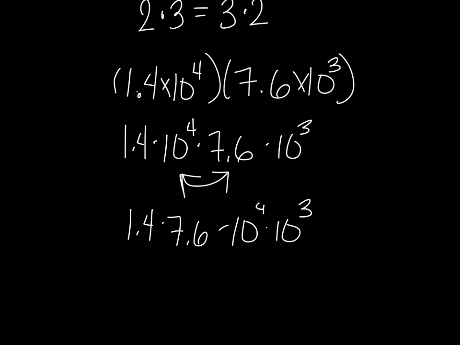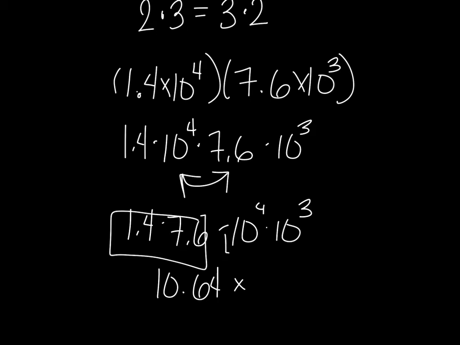And now I can just multiply the numbers that are like each other. For example, the 1.4 times 7.6. I'm going to go ahead and use a calculator. I'm not expecting you to do this by hand. So I multiply those and I get 10.64 times, and I'm going to go back to using my x because now it's going to be in scientific notation.